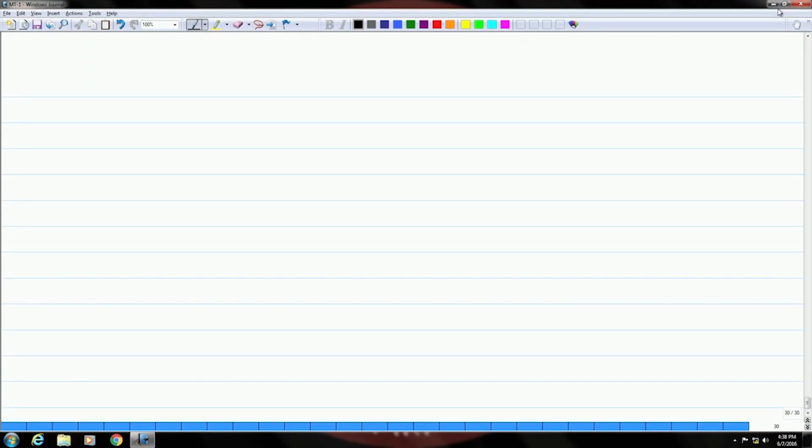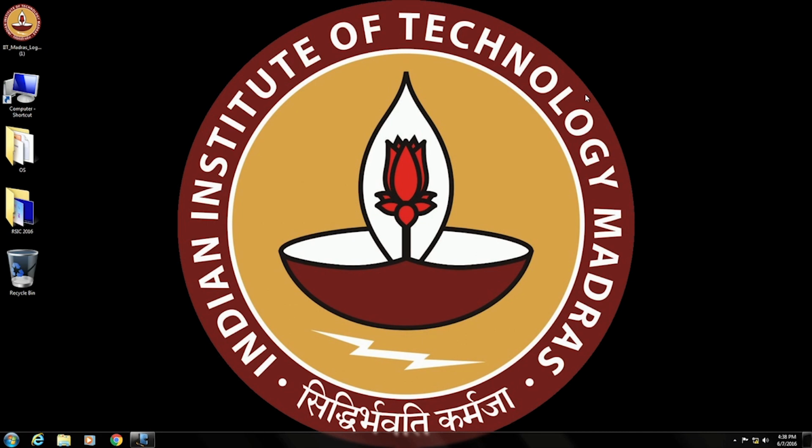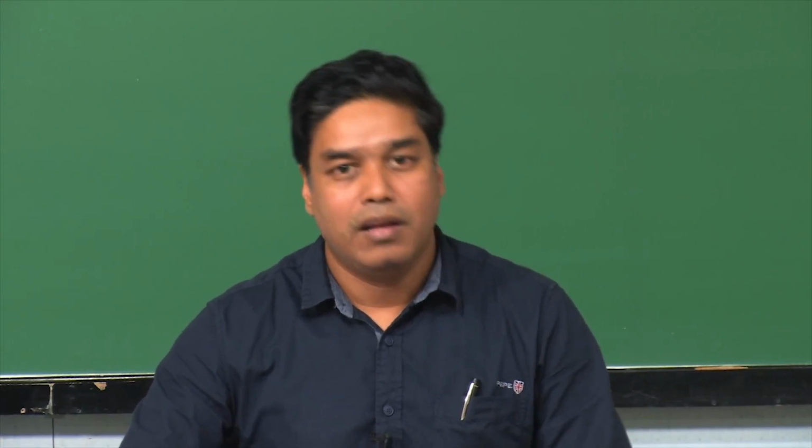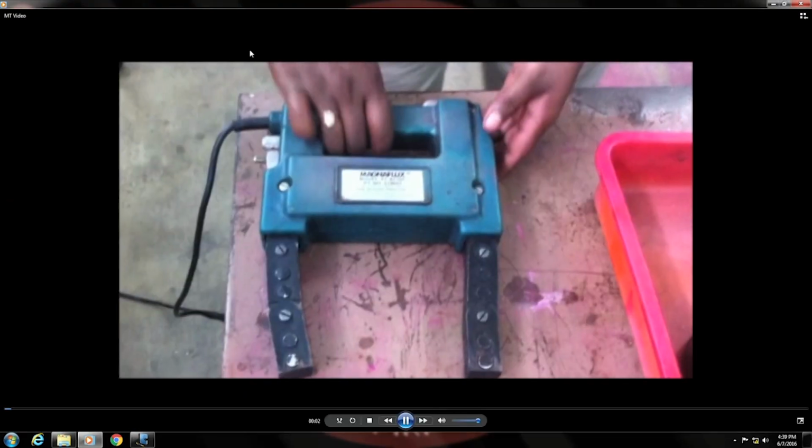Now, let me show you a small video to demonstrate how this process works. So, this will again give you a practical feel of the whole process as to how it exactly works and what is done during the process. So, this video again we have captured in our NDT lab at the Department of Metallurgical and Materials Engineering at IIT Madras. So, let me show you that video. So, here it comes. Okay.